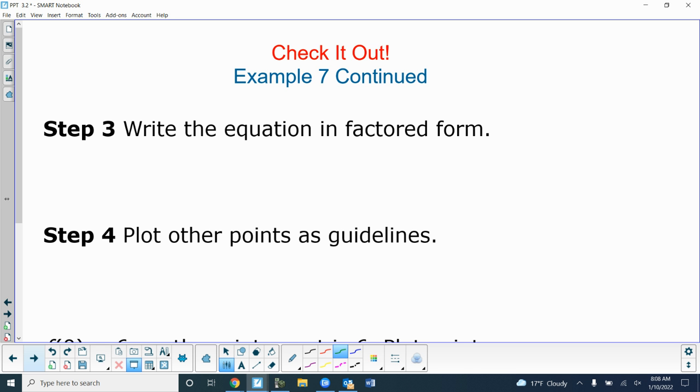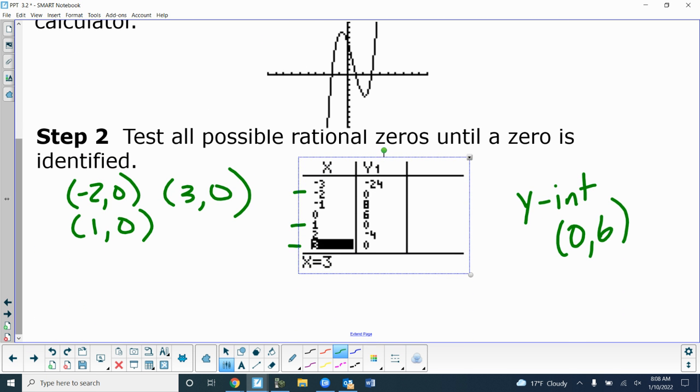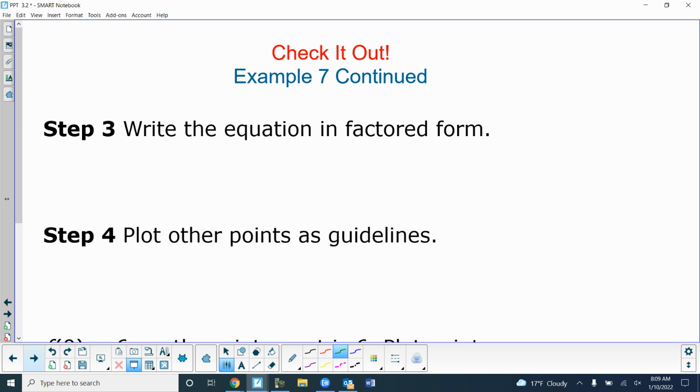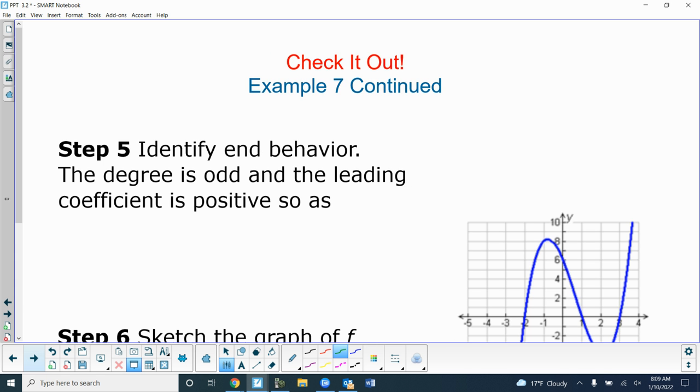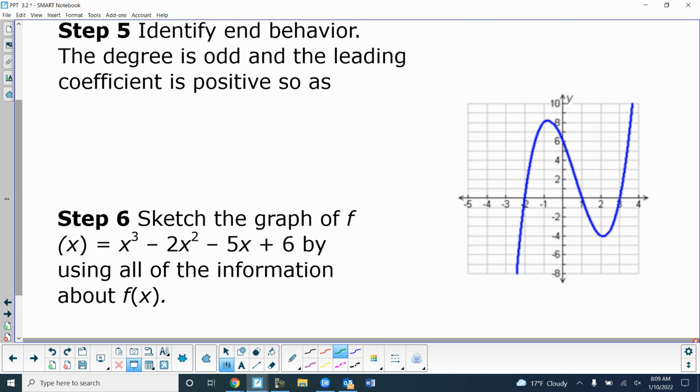You could write it in factored form, but you don't have to. I don't think I asked you to do that, but if it's -2, 0, I can write x plus 2. If it's 1, 0, I can write x minus 1. If it's 3, 0, I write x minus 3. That would be the factored form of that. I don't ask you that this week, though. And then we go from there. End behavior, there's a sketch of it. We already saw it on our calculator.